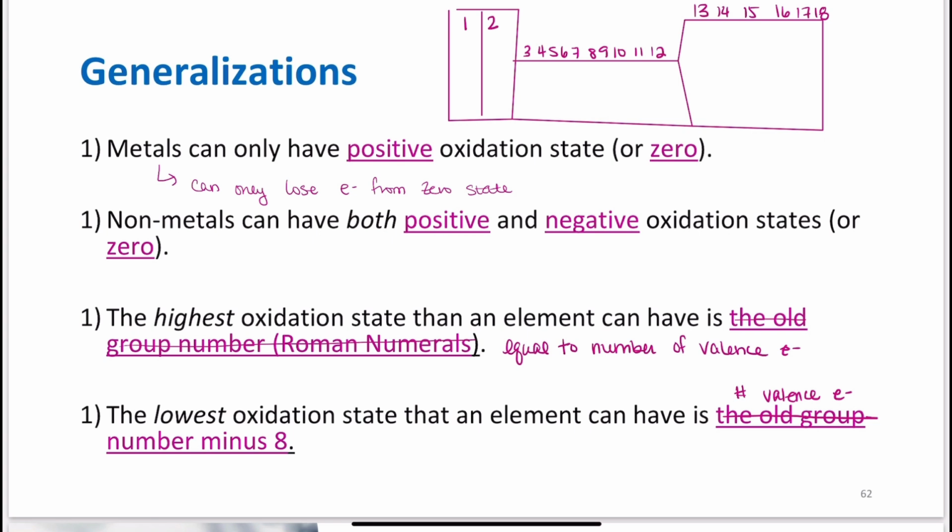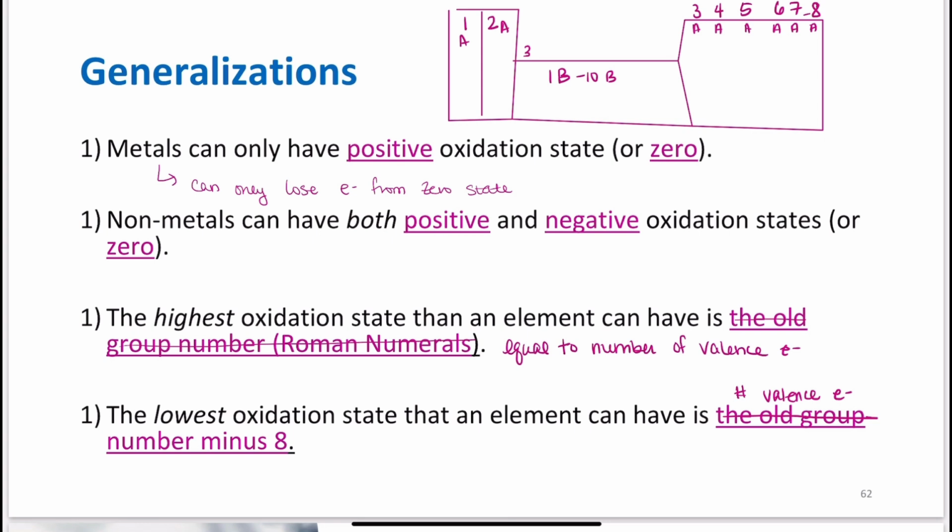Now, what the old group number did is we didn't count across here like we're doing here. Instead, we counted it as A and B. So we would say like 1A, 2A, and then these were 1B through 10B. So we would say 3, 4, 5, 6, 7, and 8, and then A is underneath it. You don't have to worry about the A. It was just differentiating transition metals from the rest of the S block and P block. But the highest oxidation state an element can have is that old group number.